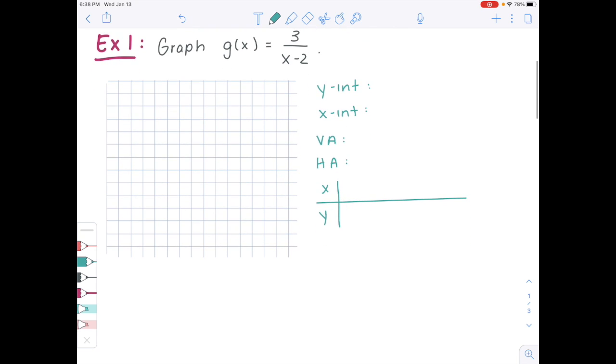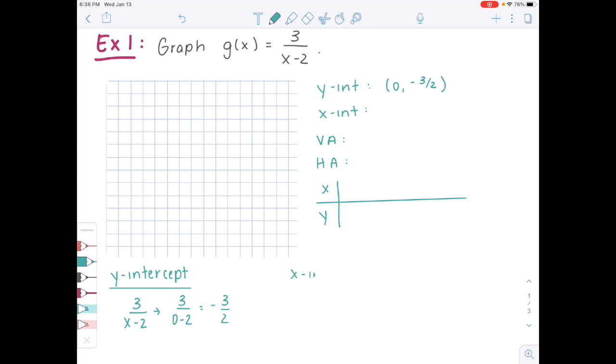So in order for us to find the y-intercept, remember the y-intercept is where the graph crosses the y-axis. That means our x value is 0. So we're going to take our function, 3 over x minus 2, and plug in 0 for x. So we get 3 over 0 minus 2, which gives us negative 3 over 2, or negative 1.5. So our y-intercept is 0, negative 3 over 2.